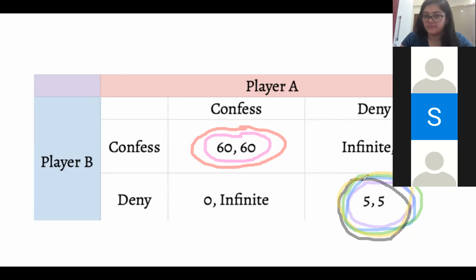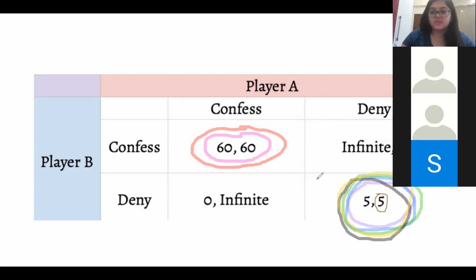If I am player A, then I choose to deny. That's a 5 for me, right? But I also have to think about how the other person will react. Because if I deny, but the other person confesses, then I get kicked out of school, correct? So, what happens when I deny, but the other person confesses?